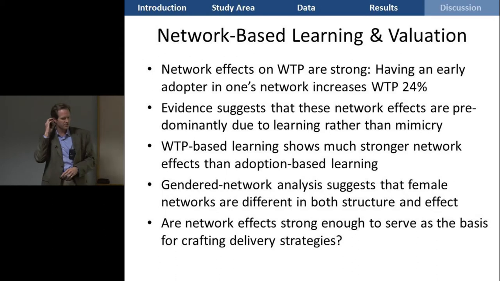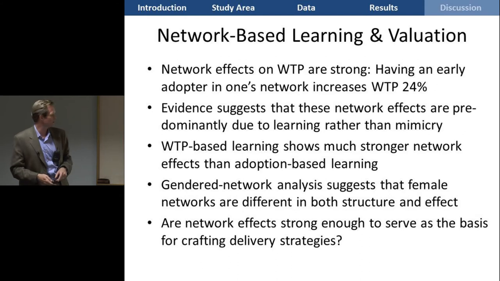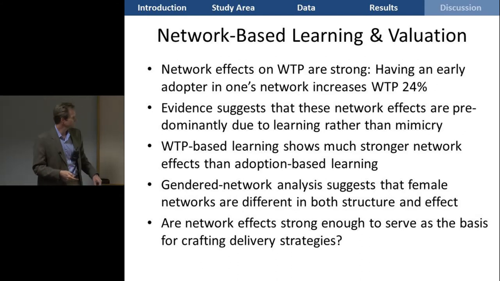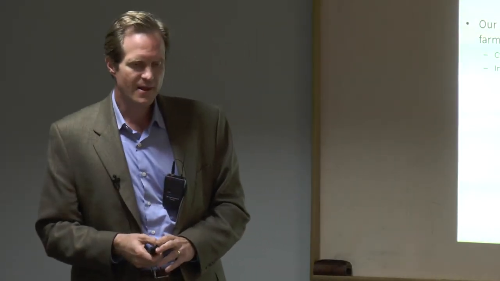We have another paper going on that I won't mention other than this bullet, which is parsing out differences between female and male networks, and that actually turns out to be important. The structure of those networks and their effect is quite different, and in some ways complementary. They're actually talking to different people, getting different information, and having different effects on household valuation. Let me skip that. Let me just wrap up with some final thoughts.